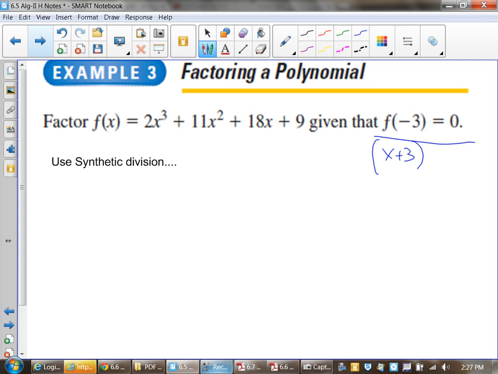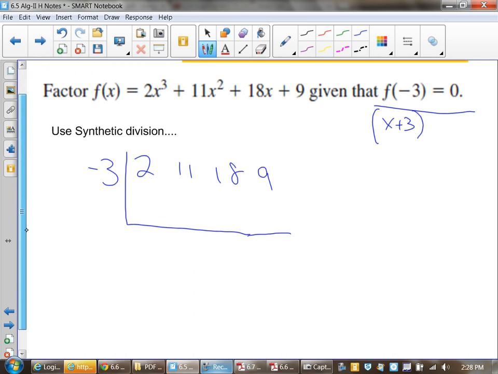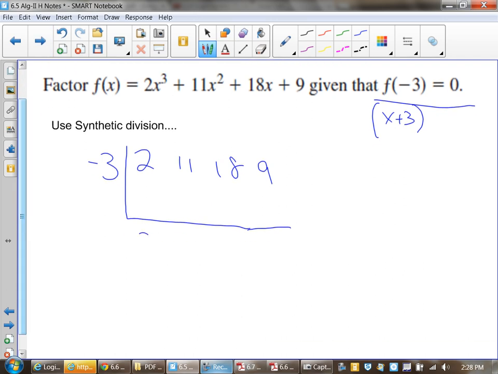Remember, the difference between this problem and the one we just did is that the problem we did gave you the term. This one's giving you the 0. And since when we use synthetic division, we always use the 0, I don't have to do anything. I just start with my -3 out front. Coefficients, do I need to worry about any placeholders in this one? No. So we're factoring this using synthetic. Drop the 2, -6, add, -15, add, -9, and add.